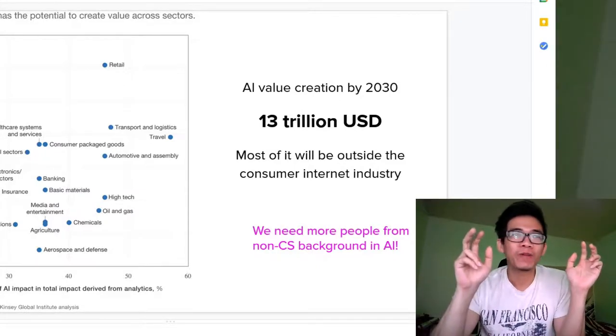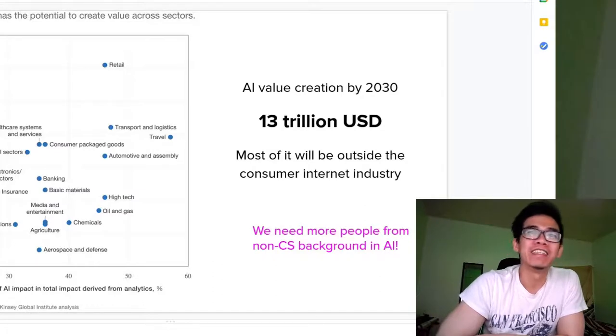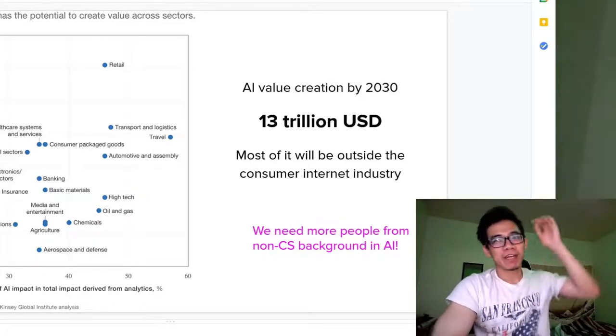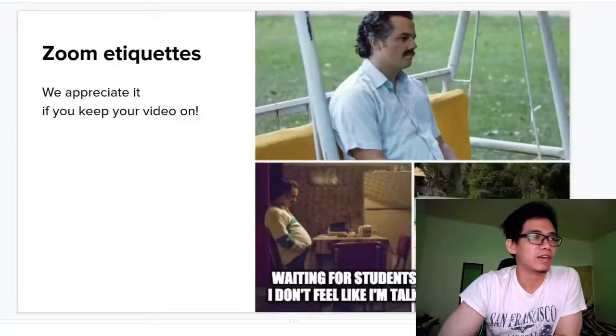So what does it mean to be in AI here? If it's up to me, I think we need less people from CS background in AI and not CS background in AI.